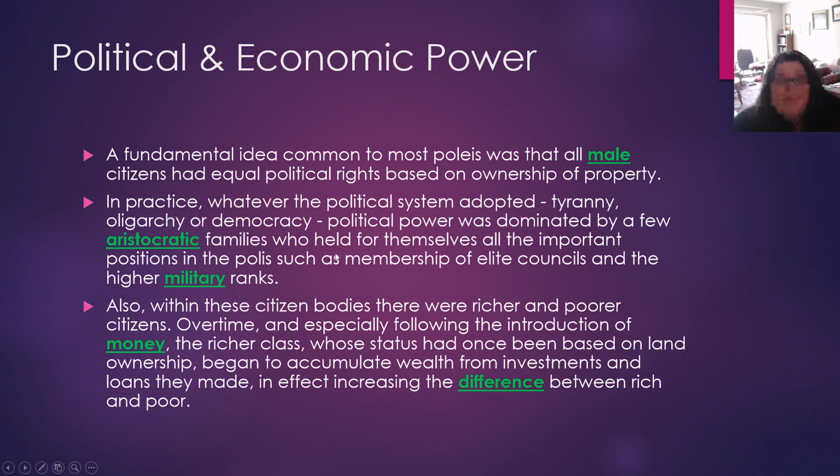In practice, whatever the political system adopted, tyranny, where you have only one ruler, oligarchy, where you have a sort of a group that is a ruler, democracy, where each person's vote is supposed to count, political power was dominated by a few aristocratic families who held for themselves all the important positions in the polis, such as membership of elite councils and the higher military ranks. Also, within these citizen bodies, there were richer and poorer citizens.